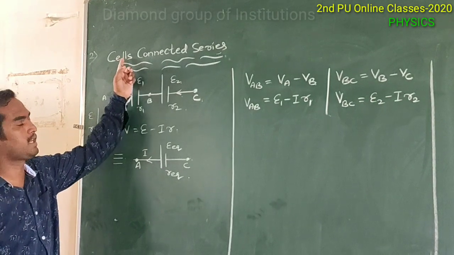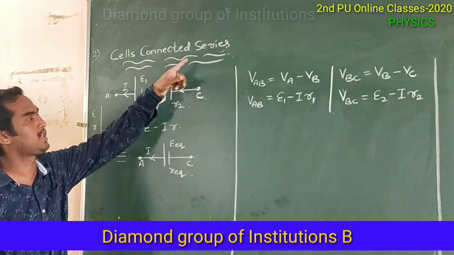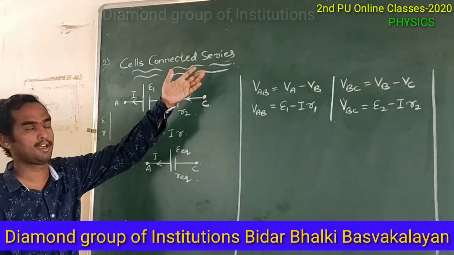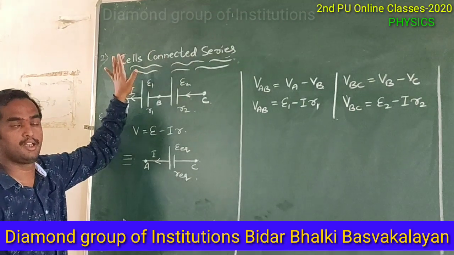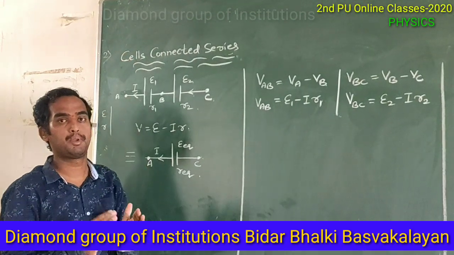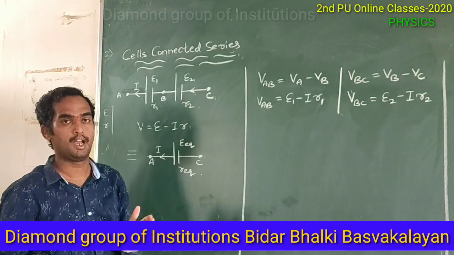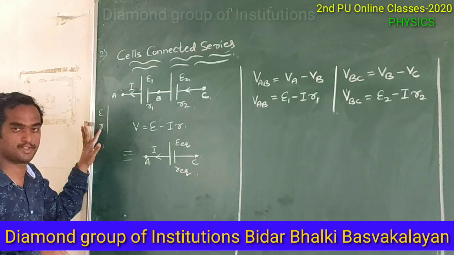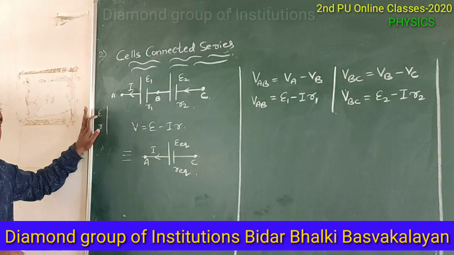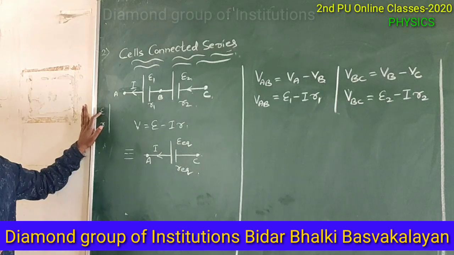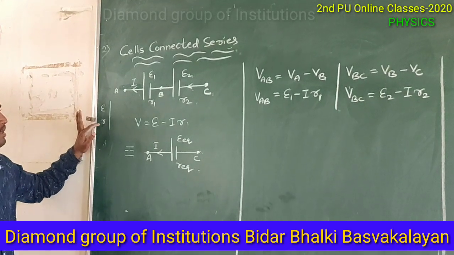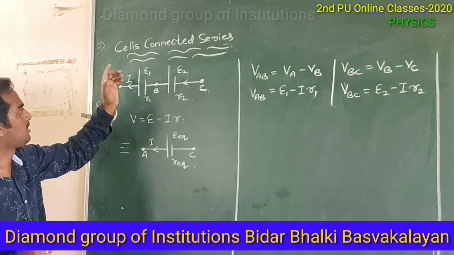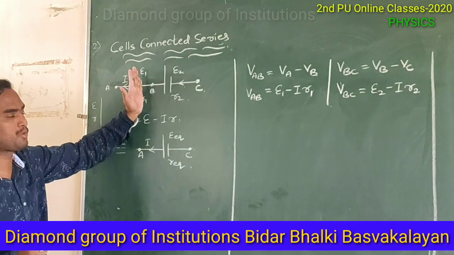Next, we are going to study the combination of cells connected in series, and next, the combination of cells connected in parallel. So, what is meant by a cell? A cell converts chemical energy into electrical energy, and it has an EMF as well as an internal resistance. What is the symbol of EMF? E. What is the symbol of internal resistance? R. And this is the circuit symbol of a cell. This is the positive terminal and this is the negative terminal.